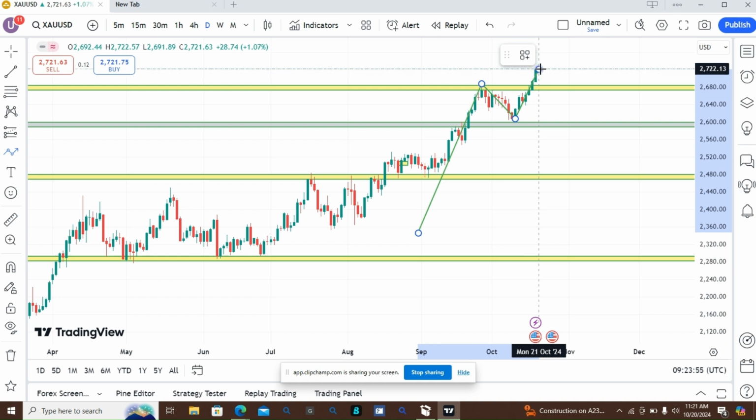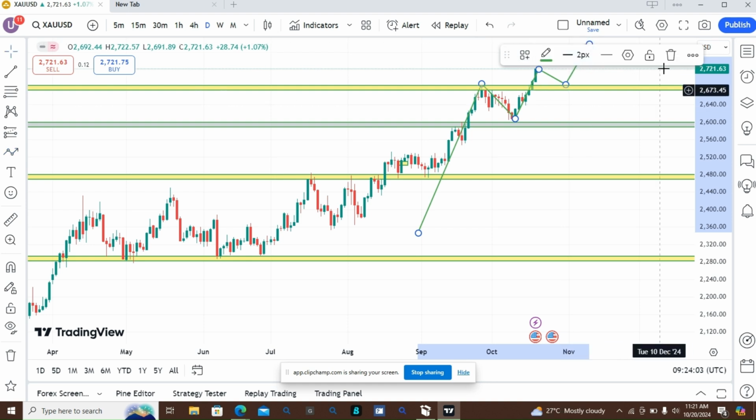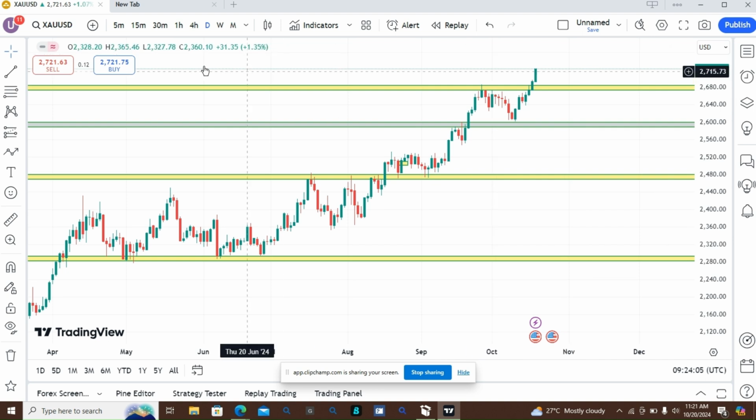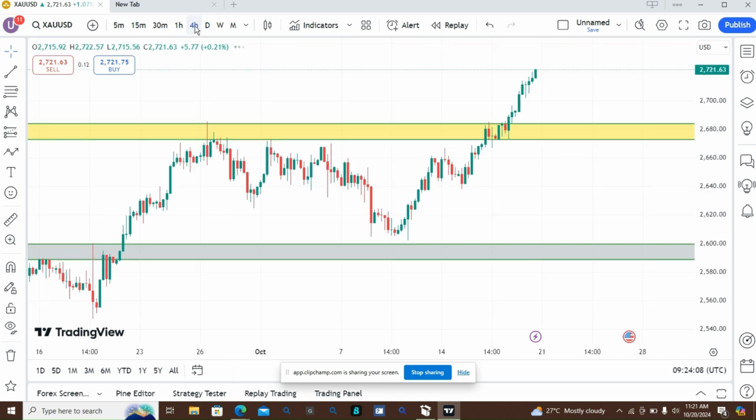What are we waiting for? We are waiting for a higher low. If price comes back here, we'll buy to the upside. But we'll not buy on the daily time frame. We'll go to the 4-hour time frame for another look. So this is the 4-hour time frame. It's becoming very clear now.